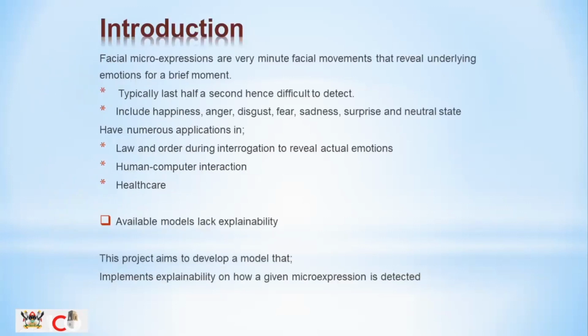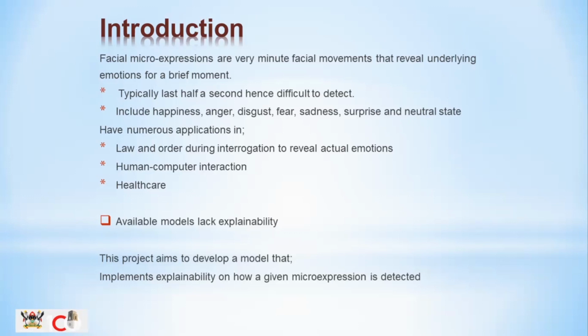Facial microexpressions are very minute facial movements that reveal underlying emotions for a very brief moment. These microexpressions typically last half a second. Normally human beings try to conceal these emotions as they are involuntary, but by the time they try to conceal or hide these expressions, they have already been elicited on the faces. So there is need to detect these microexpressions as fast as possible because they reveal the true state of mind of human beings. Some of the microexpressions include happiness, anger, disgust, fear, sadness, surprise, and also the neutral state.